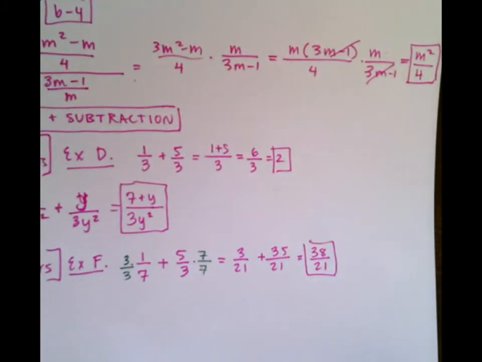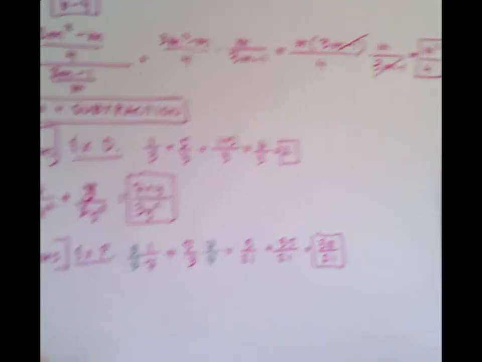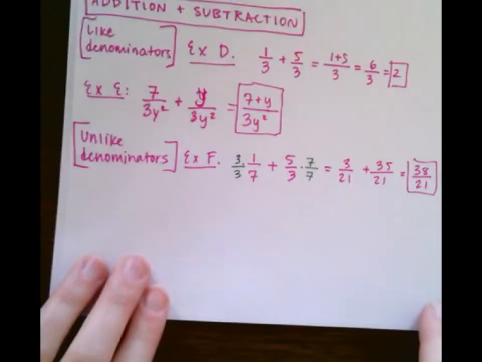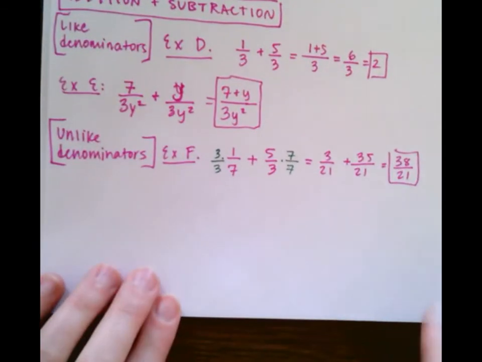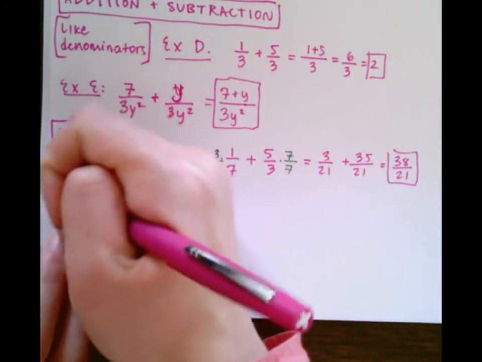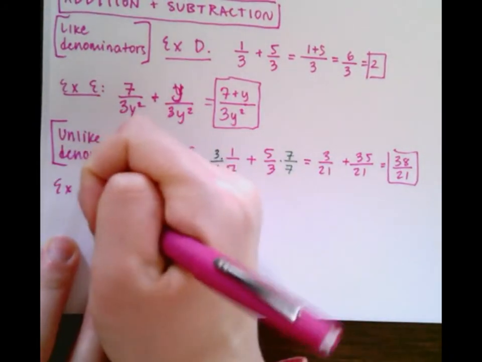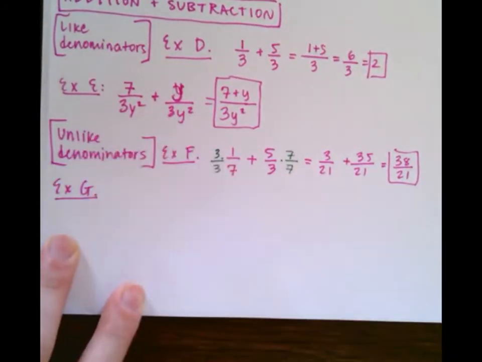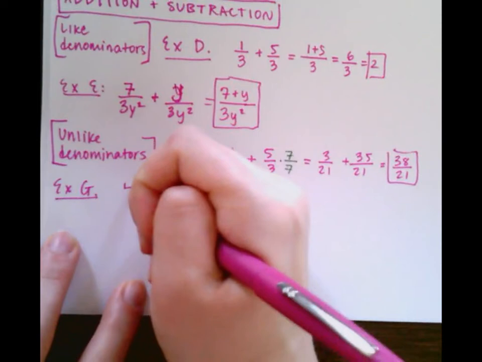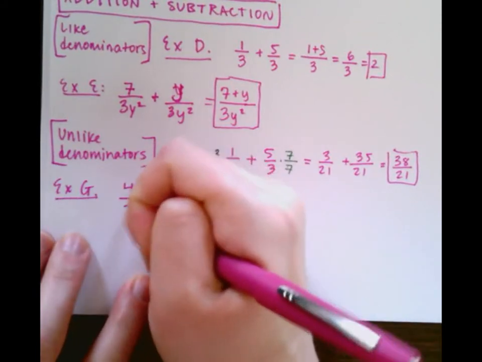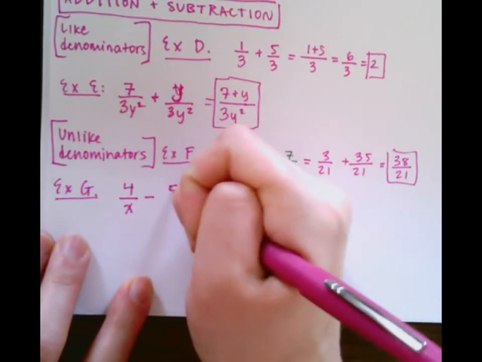So I'm going to leave it at that. Okay, now let's see how this looks if we're using actual variables. So this will be example F, example G. We'll start with a little baby problem. My baby problem is 4 over x minus 5 over 3.